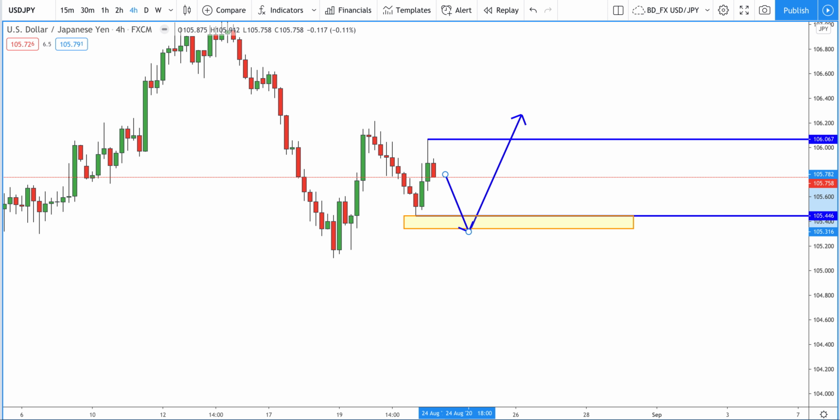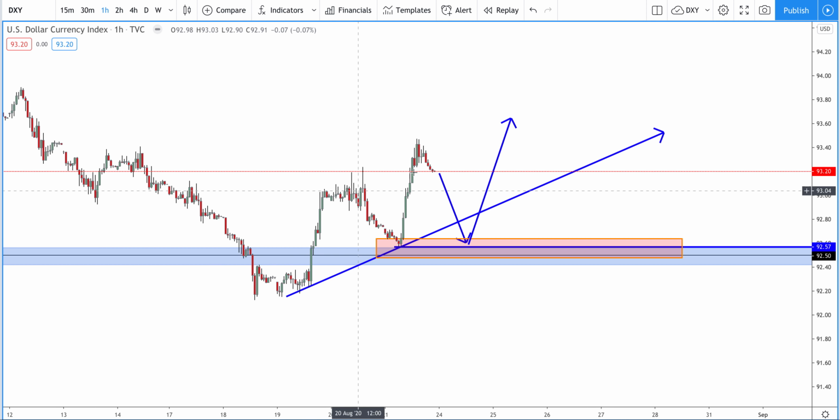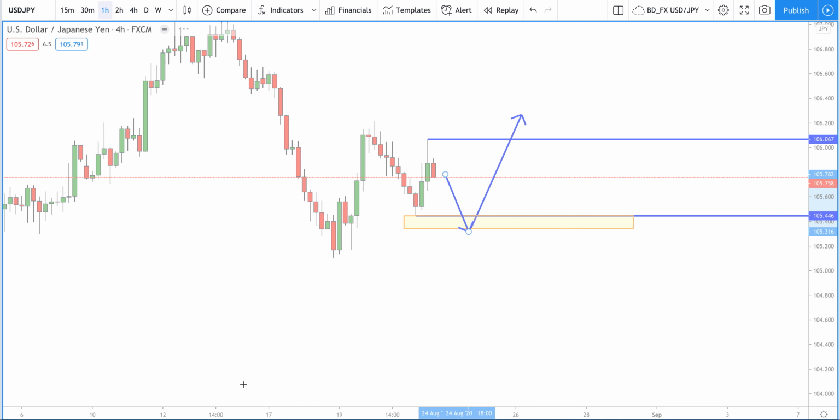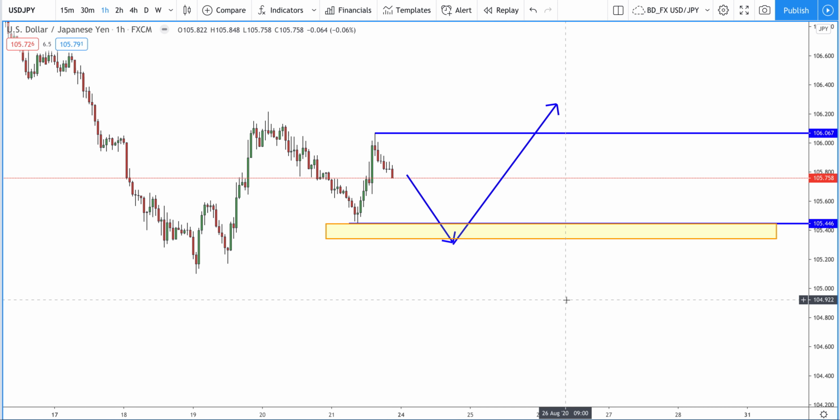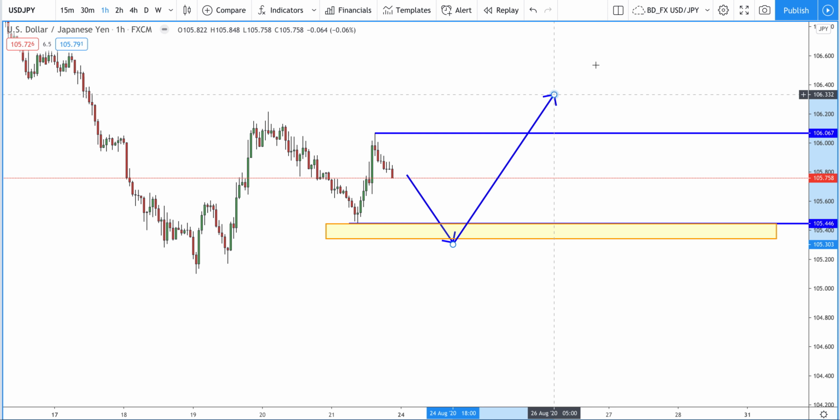So just going back to USD JPY, if we're expecting the dollar index to sell off first and then move up, remember the US dollar is the main currency here, we can expect a similar situation to pull back down here and then be looking for a move up.